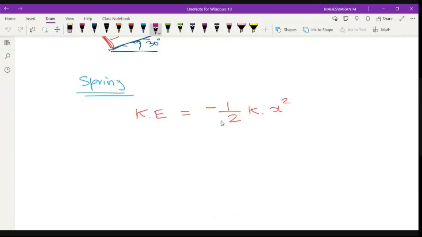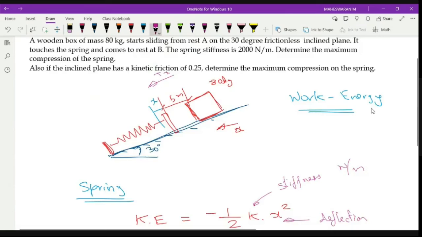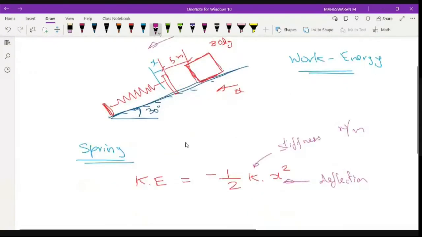Okay, so the energy is half into k into x square. K is the stiffness of the spring, which is in Newton per meter, and x is the deflection, how much it is deflected, right? For example, if the spring is normally 10 mm, once the block is acting it will be 4 mm, so 10 minus 4, the remaining 6 mm will be the deflection, something like that. So that is your deflection.